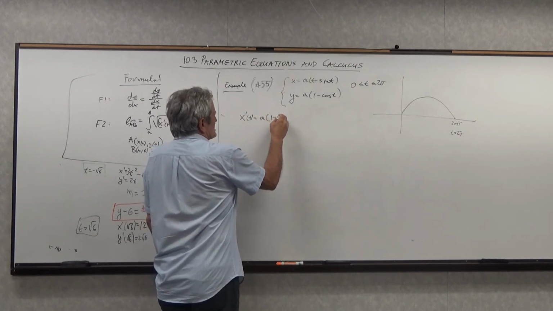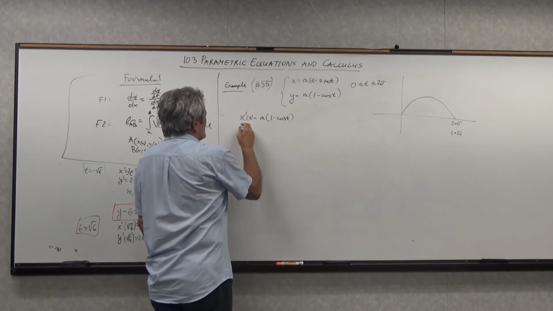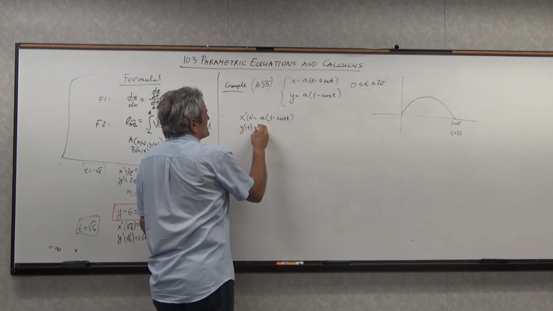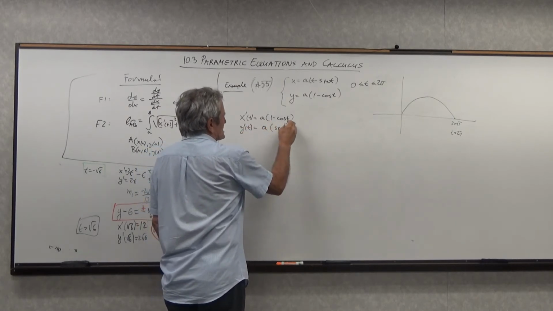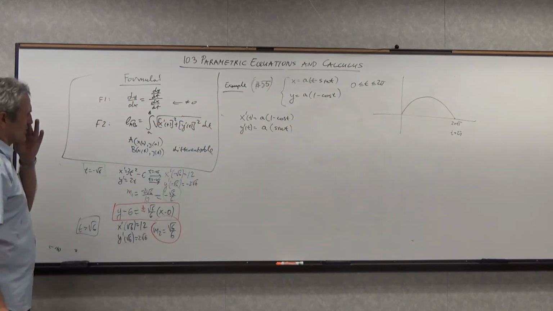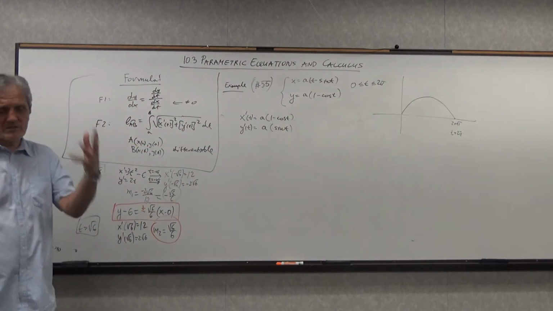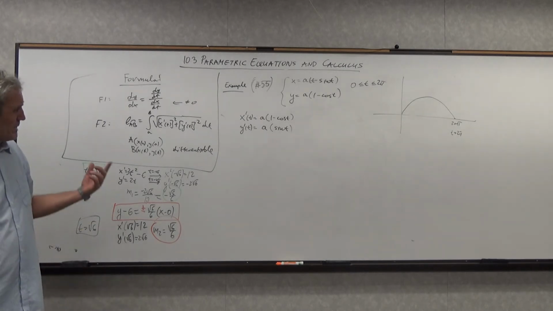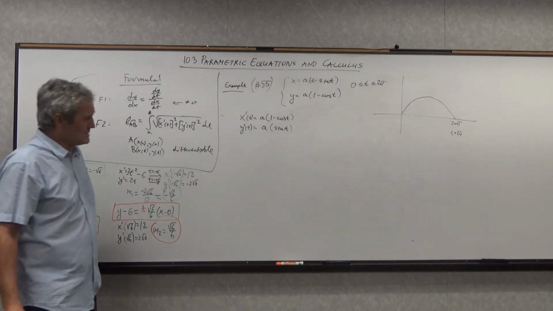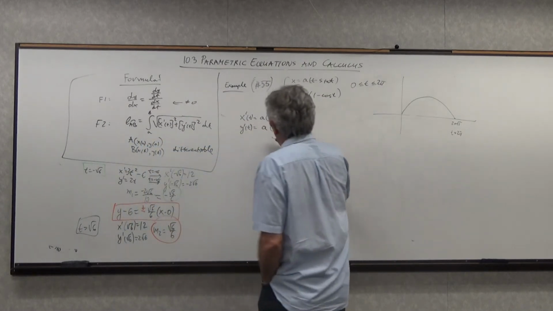A is here, so it's 1 minus cosine t. I'm not writing the formula because I prefer to just prepare things, both the horizontal and vertical components of velocity. Then I'll do Pythagorean, and then I'll call the formula. So I'll square this.